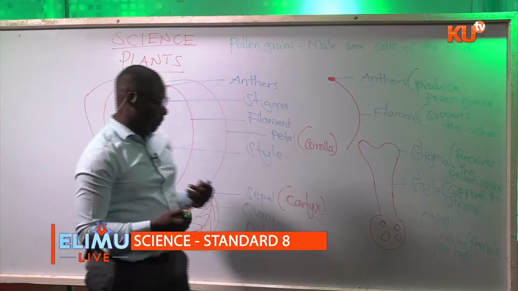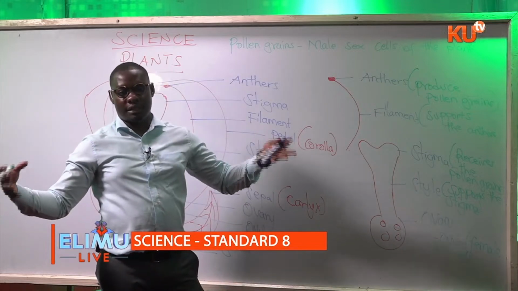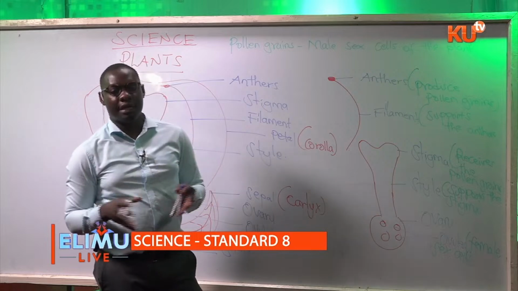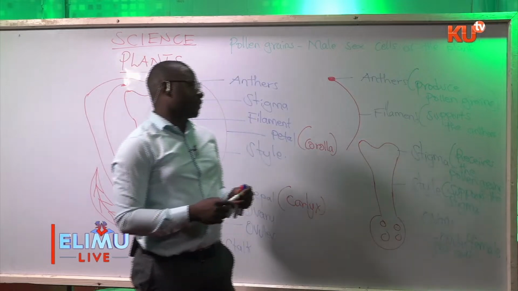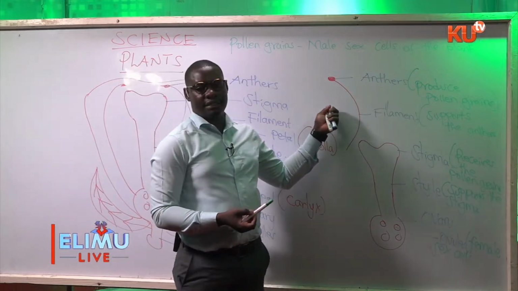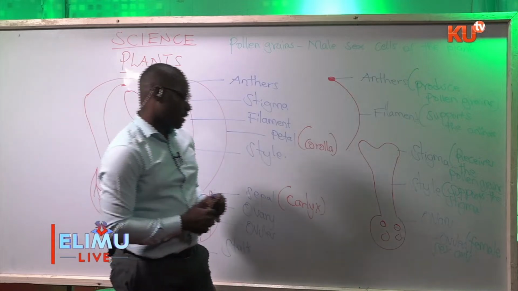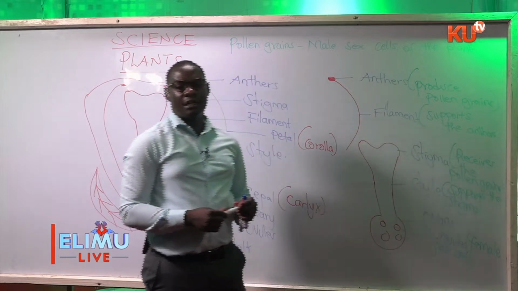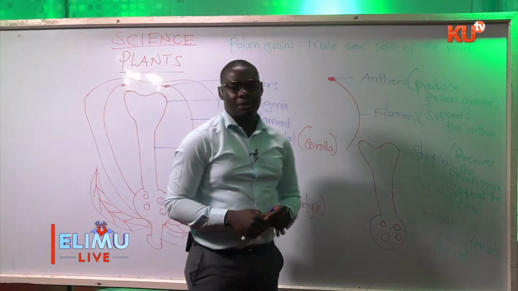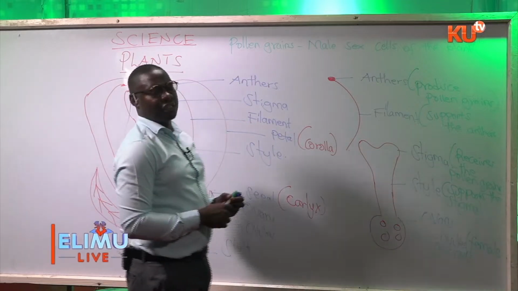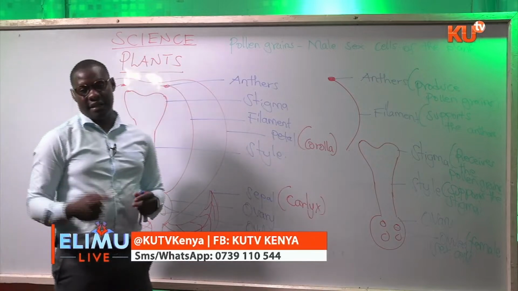So for fertilization to take place, there must be that fusion of the male on one side, the female on one side. When they come together, they join up, and then we say reproduction has taken place. So it is the pollen grains, the sex cells of the male, and ovules, the sex cells of the female, that will join. Then we have the ovary, which keeps the ovules and it develops into a fruit after fertilization. That is the male parts of the flower and the female parts and their functions.